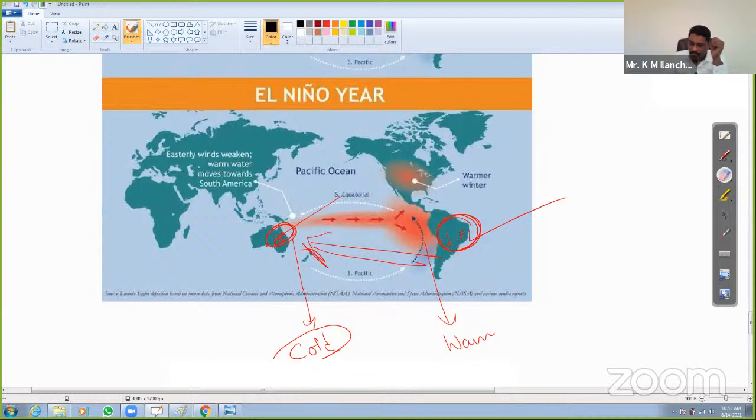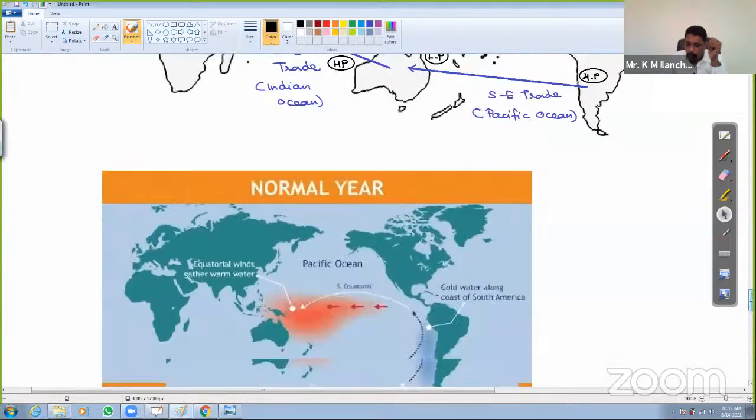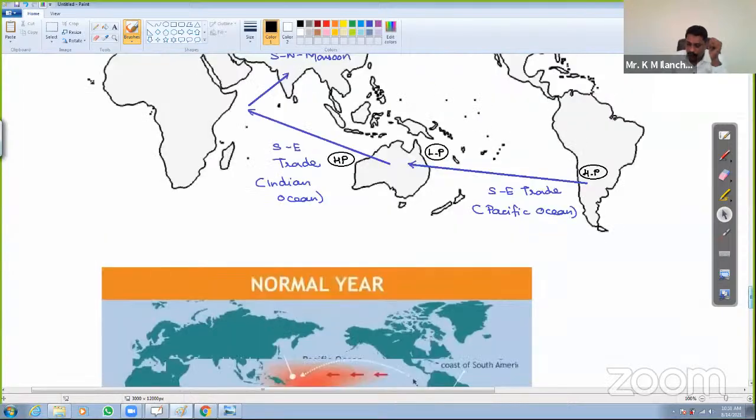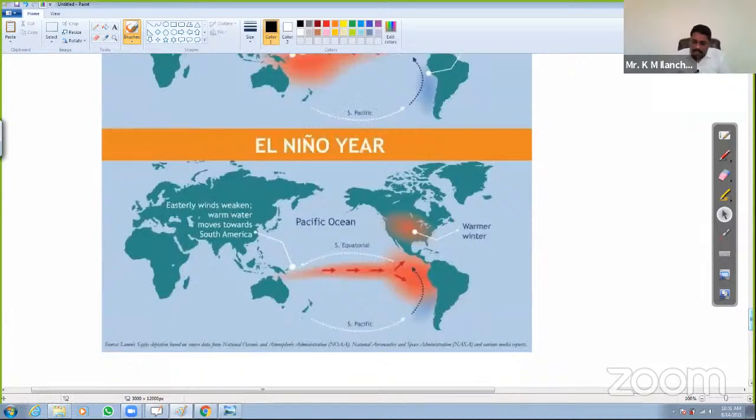So during El Nino condition, what happens, my friend? The southeastern trade of the Pacific Ocean becomes weak. See the beauty? Here itself I'll write it. During El Nino condition, comparatively the Peruvian coast becomes a low pressure, and the Australian coast becomes a high pressure. As the case, this particular wind becomes very weak.